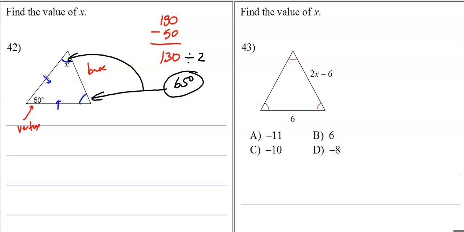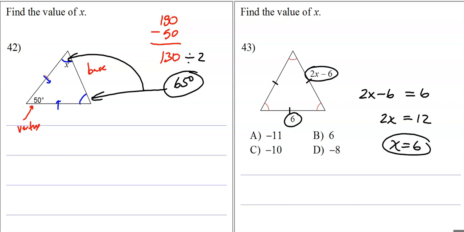43, I have an equilateral triangle. Three equal angles means three equal sides. So this side needs to equal this side. So 2x minus 6 needs to equal 6, which means 2x needs to equal 12. Divide, divide, and we get x equals 6. All right.